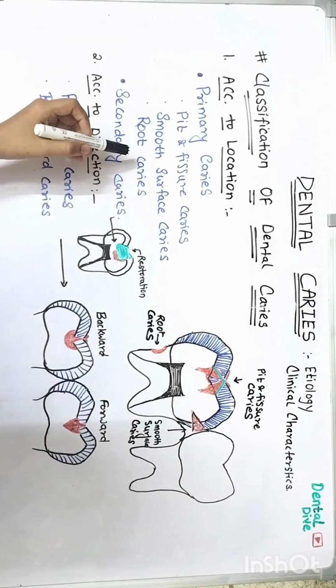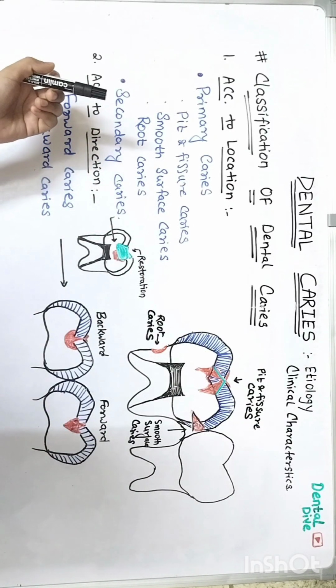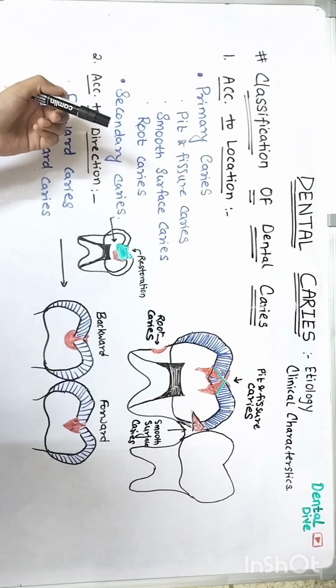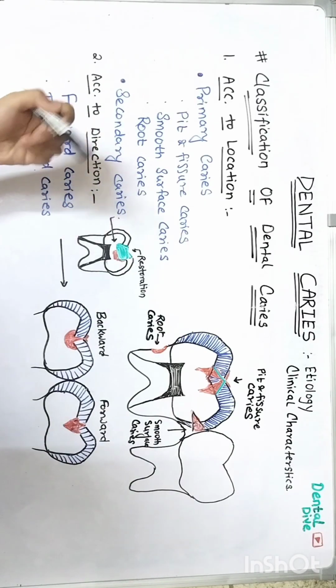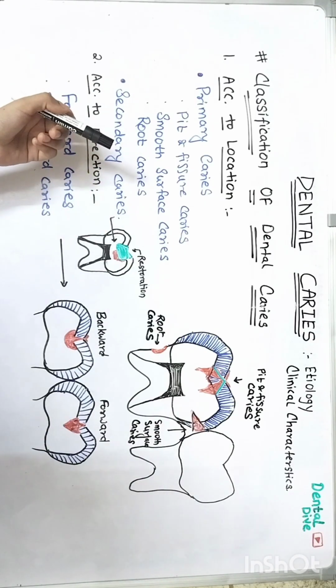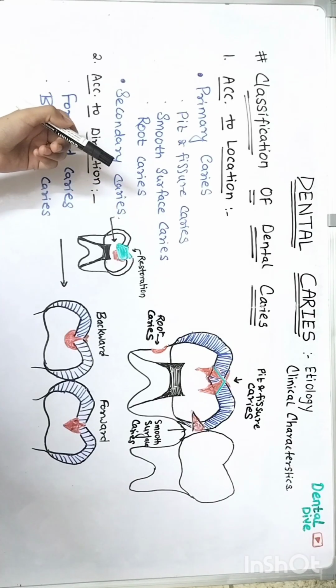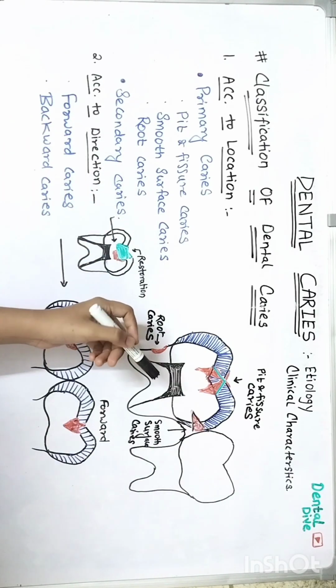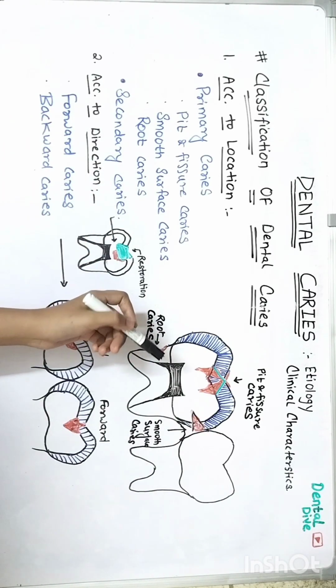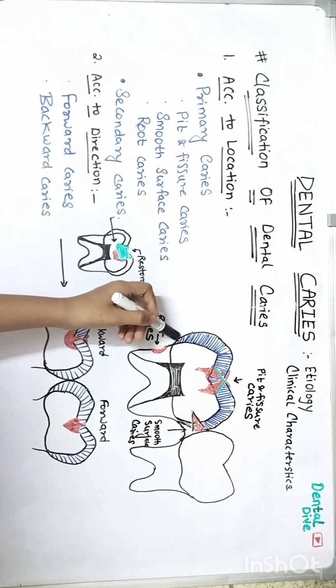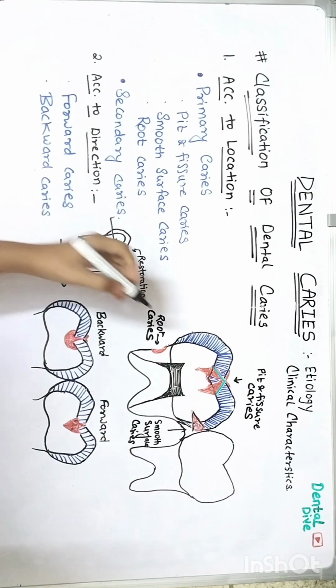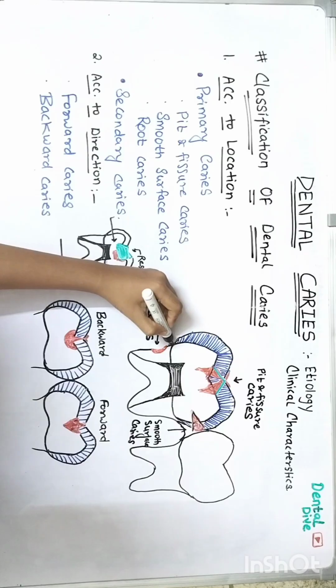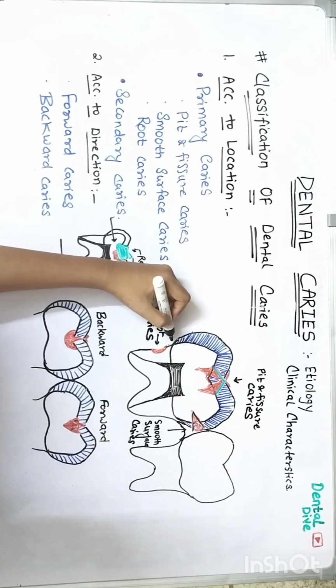Root surface caries. It is mostly seen in older people because of factors such as decreased salivary flow, poor oral hygiene and decreased motivation. It is seen in the proximal, facial and lingual root surfaces, particularly near the cemento-enamel junction. As you can see here, it is the enamel and cementum junction, which is the CEJ.